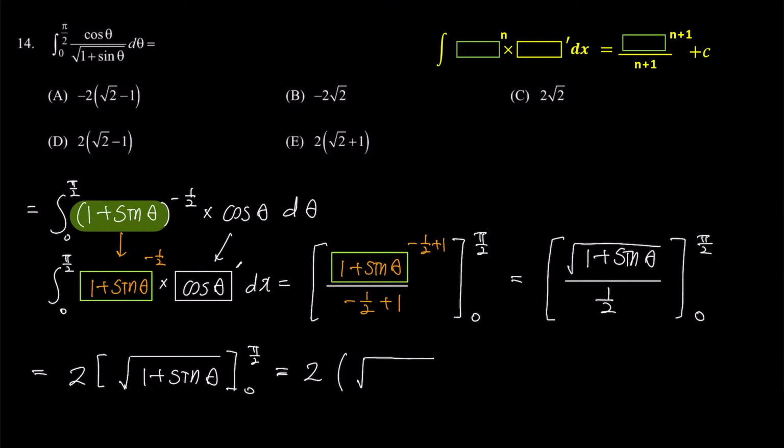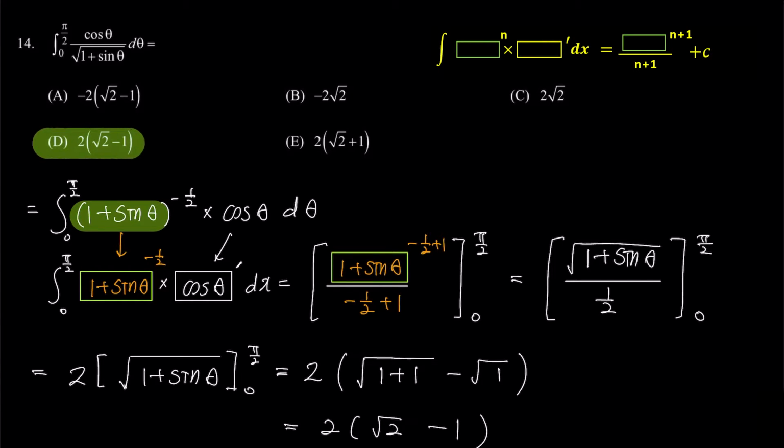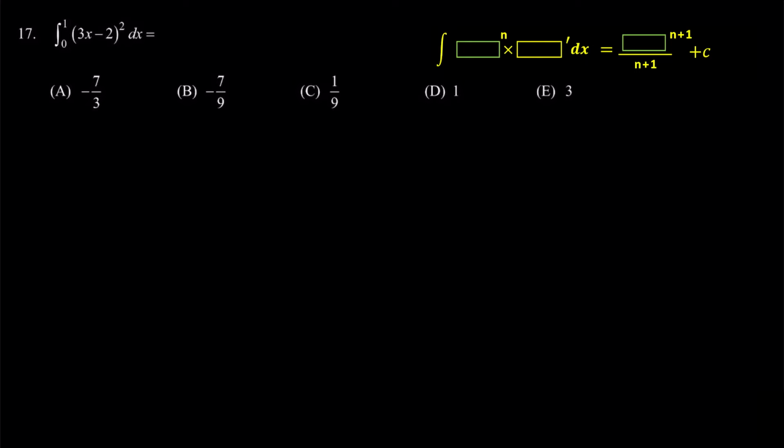Since sine pi over 2 is 1 and sine 0 is 0, the result will be 2 times square root 2 minus 1. This answer is D in the given options. Let's move on to the next problem. This problem seems quite easy. Let's try to find the answer quickly in just 2 lines without using substitution or expanding the terms.